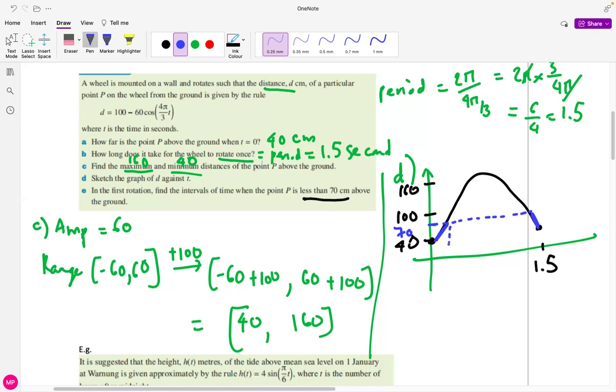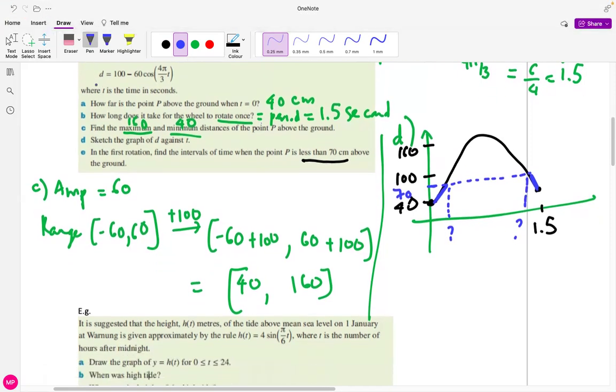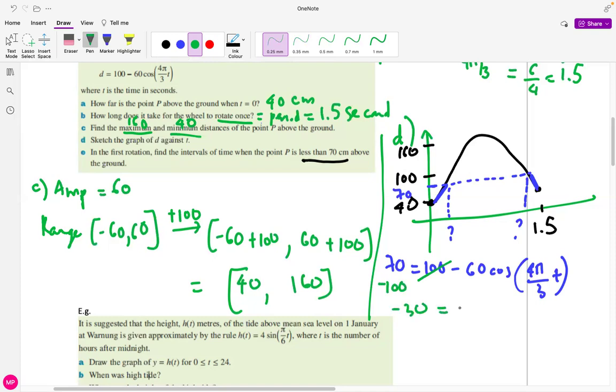So what we do, we're going to find what's the x here, okay? And if you do by hand, we pretty much let d equal 70. So 70 equals 100 minus 60 cos of 4 pi over 3t. I'm going to show you two ways to do it, by hand and by calculator. Now, if we do by hand, we're going to take away 100 to the other side. So 70 minus 100 becomes negative 30 equals negative 60 cos of 4 pi over 3t.